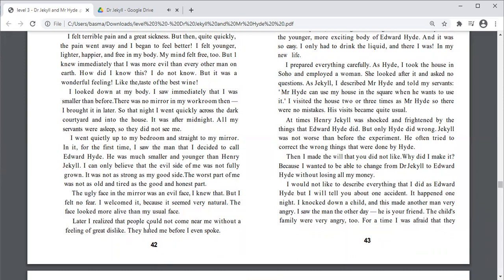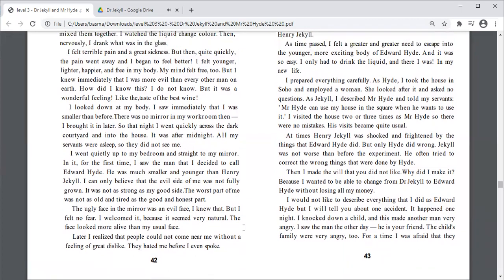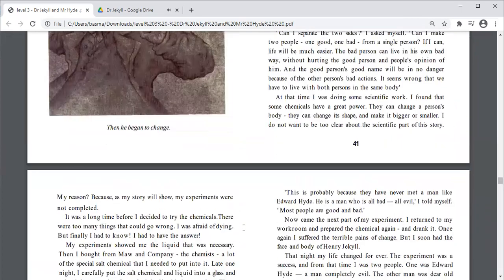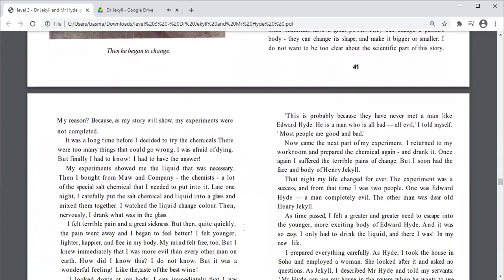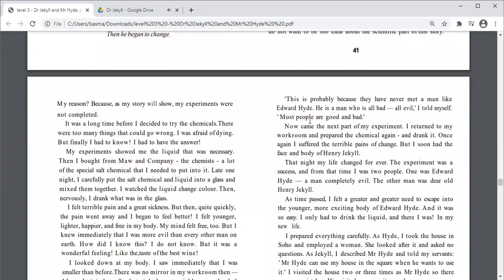Later, I realized that people could not come near me without a feeling of great dislike. They hated me before I even spoke. This is probably because they have never met a man like Edward Hyde. He is a man who is all bad, all evil, I told myself. Most people are good and bad.